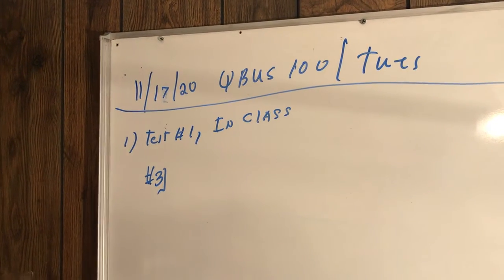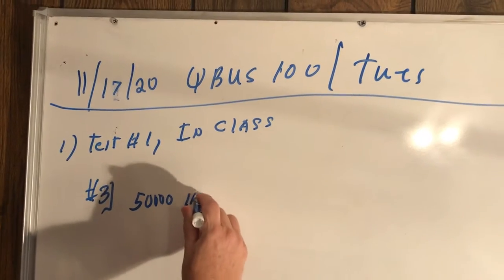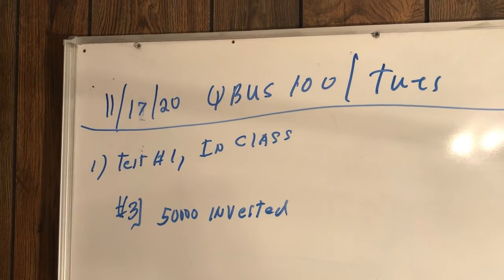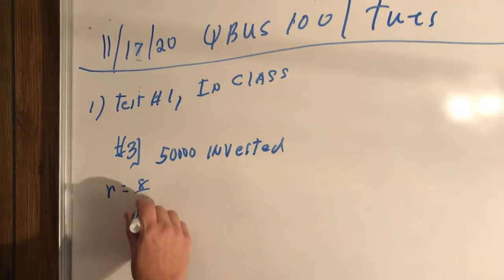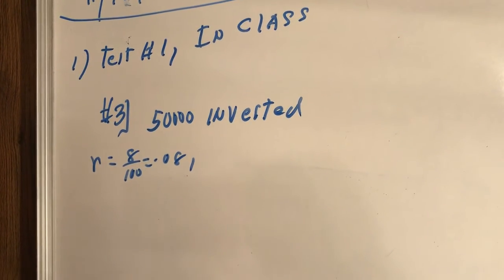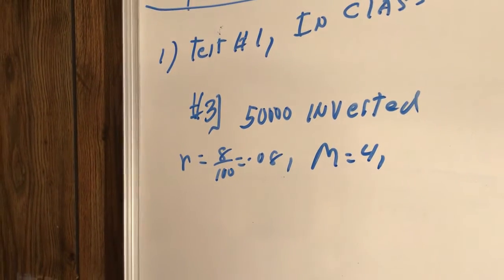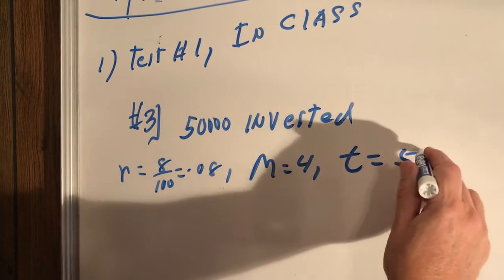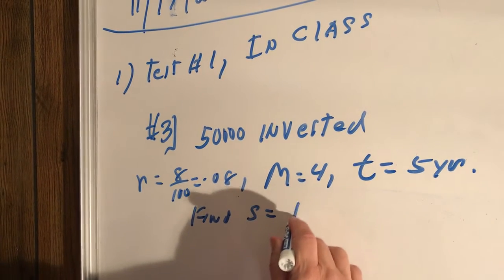And basically what we have is $50,000 invested at 8%. So r equals 8 over 100, 0.08. Compounded quarterly, so m, which is our number of compounding periods per year, is 4. And the time of this is 5 years. And what you want to find is S, the future value.